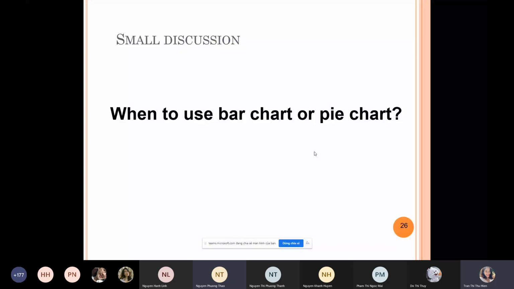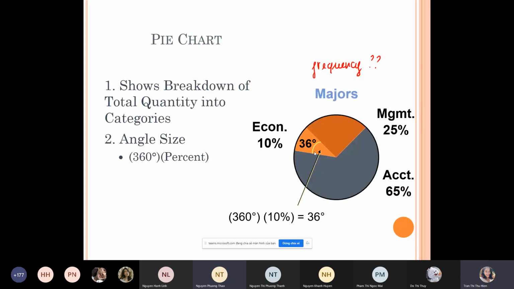Okay, so the question in here is when to use bar charts or pie charts, or other ways. What is the difference between the bar chart and the pie chart? What is the difference between the two kinds of chart? I think that bar chart uses frequency and pie chart uses relative frequency. Yeah, it is the first point. What about the other point?